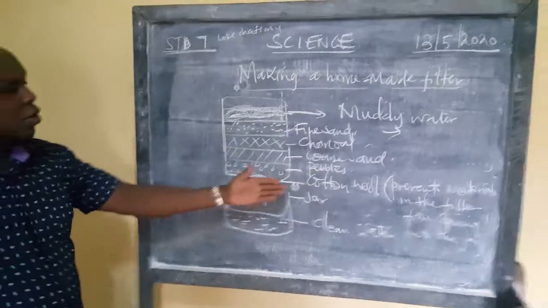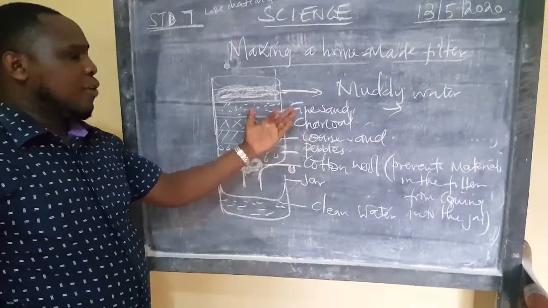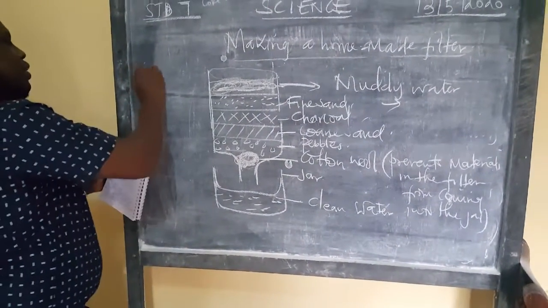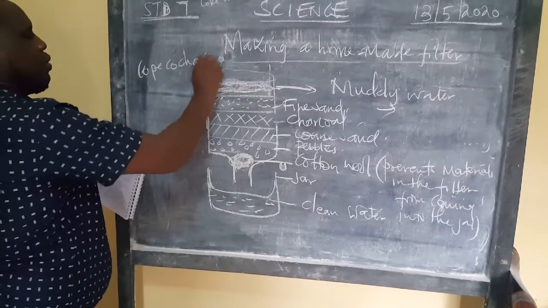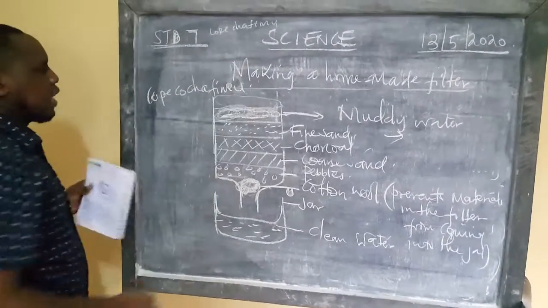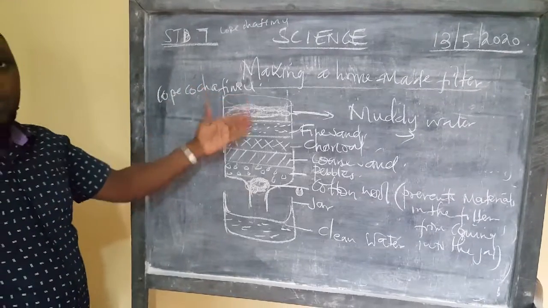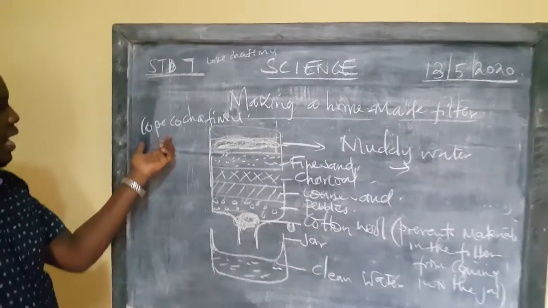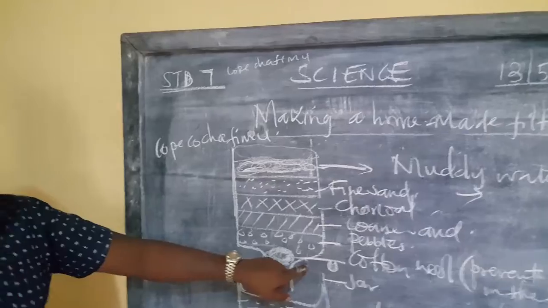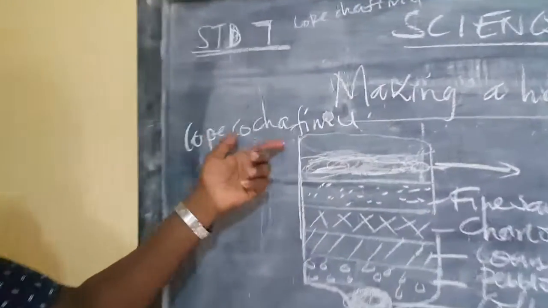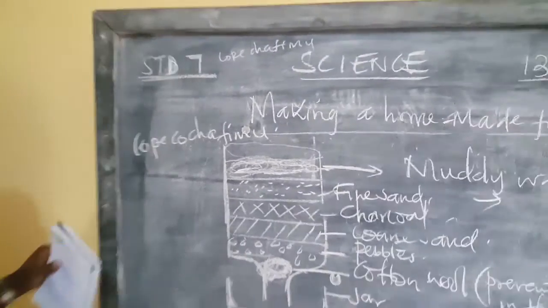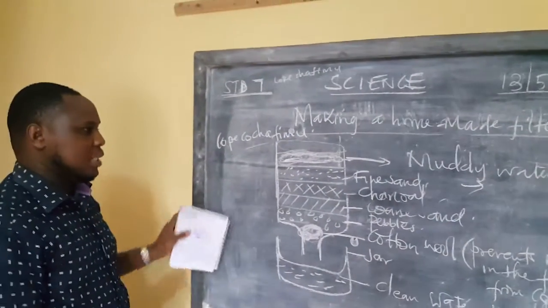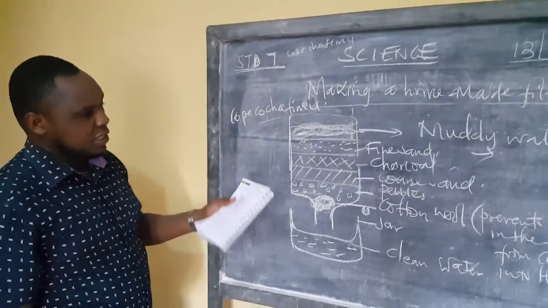So you can just say kope kochafimu. If you say kope kochafimu, you have gotten how these materials are arranged, from down upwards. So you'll be able to come up with these acronyms and then get how the materials are arranged.